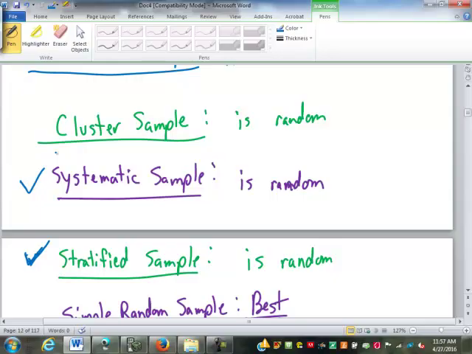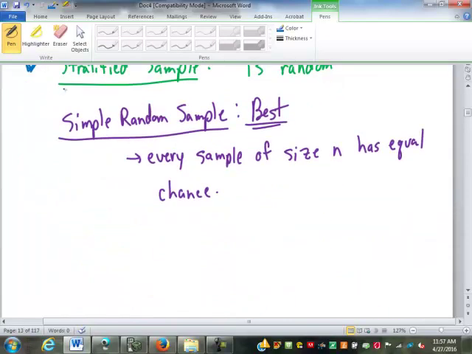A systematic sample is random but not simple random because, again, there's no way that you could select 2 cans in a row. You're selecting every 100th can or every 50th can or whatever you choose. Cluster sample, again, it's random but not simple random because there's no way you could choose a sample that had 1 student from every class. So simple random is considered the best way of randomizing, the least likely to have a sampling error.